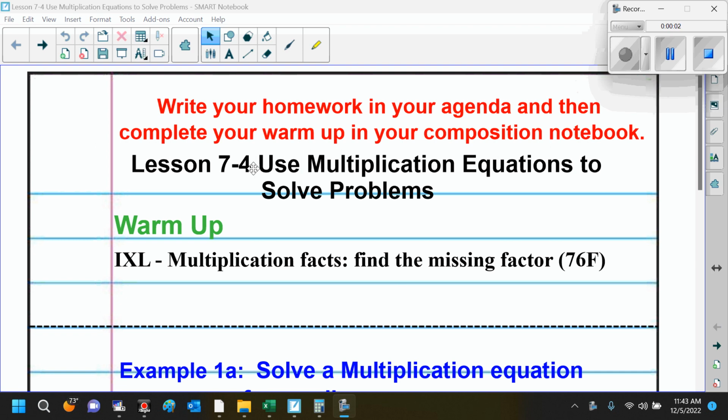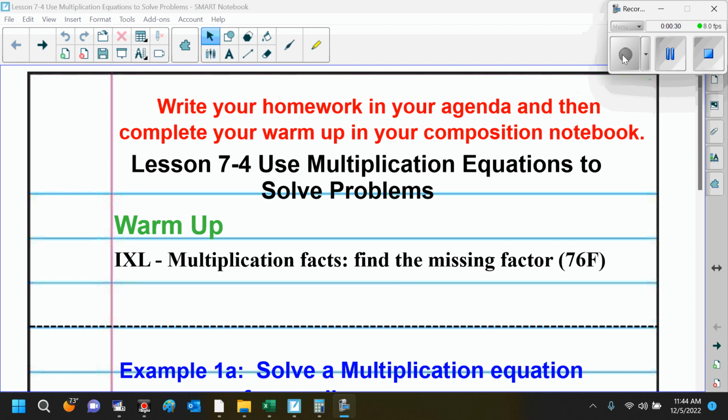Right, so lesson 7-4 is use multiplication equations to solve problems. So, with the warm-up with the IXL, and you guys, again, that was on a 4th grade level, that IXL is multiplication facts and finding the missing factor. Now, on that IXL, what was it that you were doing? Now, most of you were not showing your work. You're just plugging in the answer.